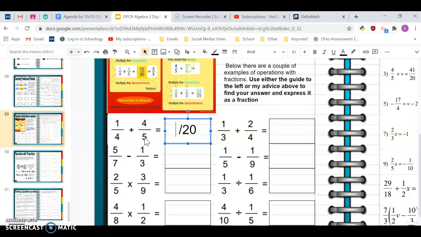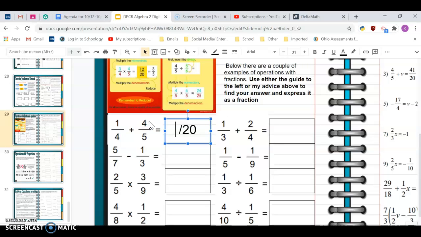So I know for me to get 20 from 5, I have to multiply by 4. So that means that the top part will also be multiplied by 4. Over here, in order for me to get that answer as 20, I need to multiply 4 by 5. So that means I have to multiply this 1 by 5. So up top, I have 1 times 5, which is 5. Over here, I have 4 times 4, which is 16.